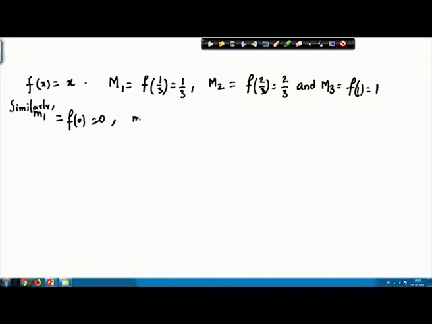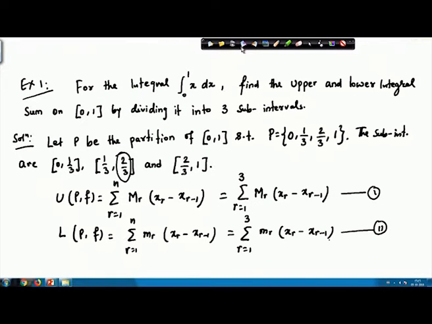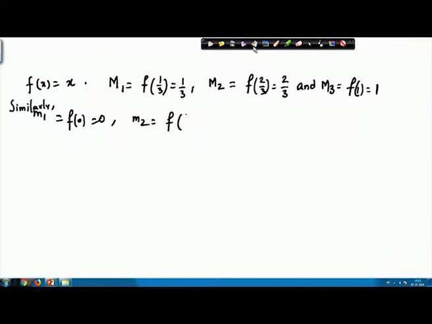Next we can calculate small m2, which is the infimum or the lower bound. This is again attained at, let us go back to this slide. The lower bound of this function f will be attained in this interval at the point x equals 1/3. So we can calculate the lower bound at x equals 1/3, which is 1/3.